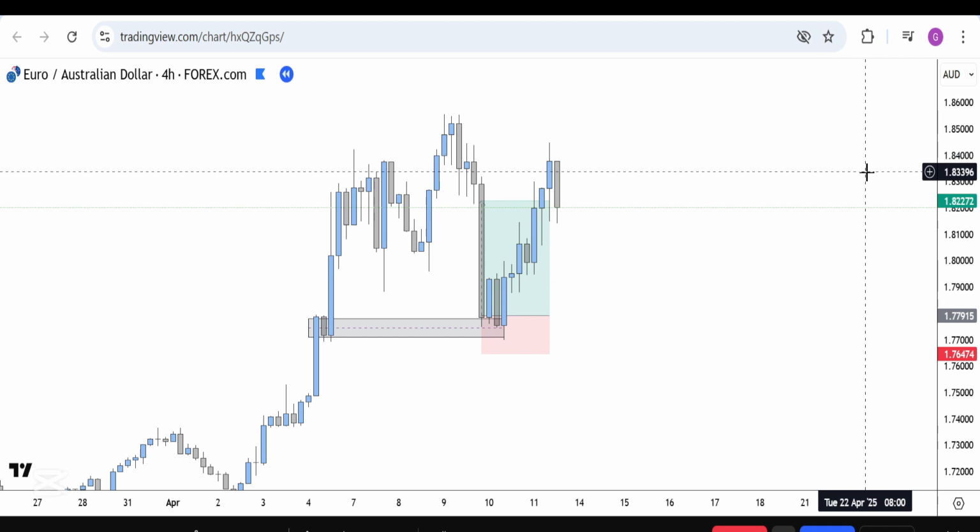So that was the trade setup based on a demand and supply concept.